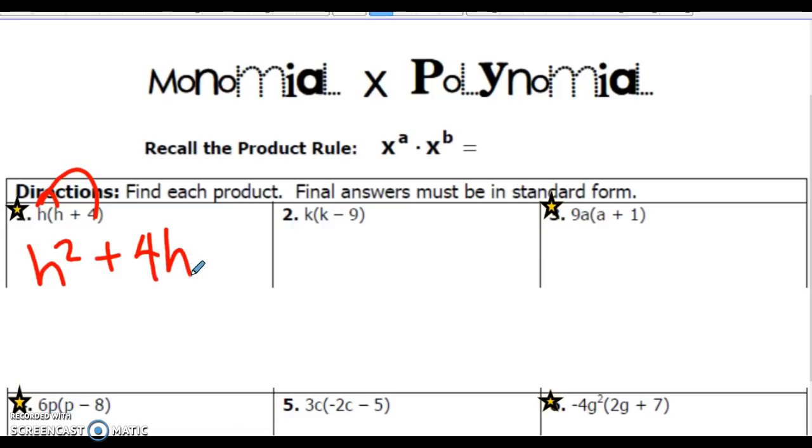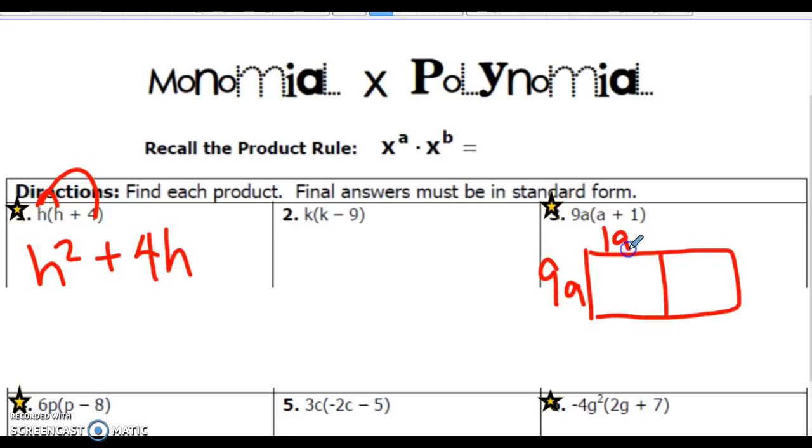Did you get it? Hop over to number 3. I'm actually going to put it out in a little bit different form just so you can see what's happening. See this 9a? Well, that 9a is multiplying by both this 1a. If you're like, why is it 1a? I can always put a 1 there. And then the plus 1.